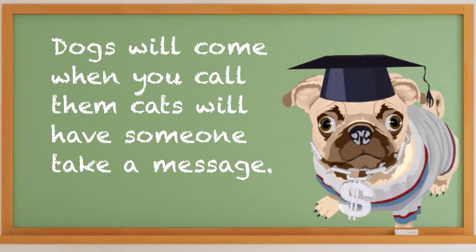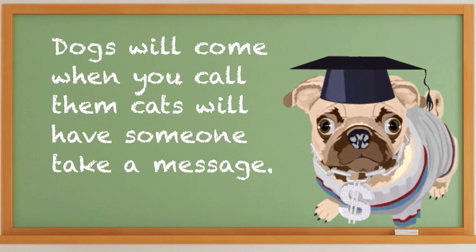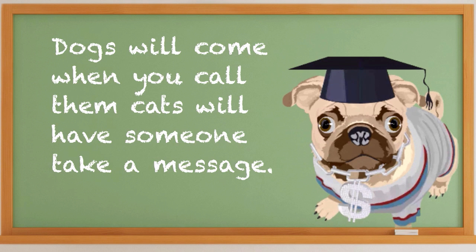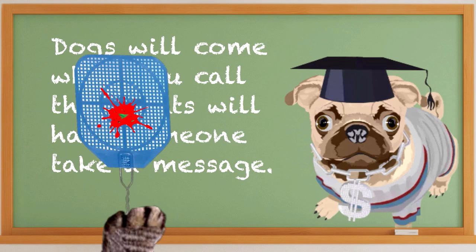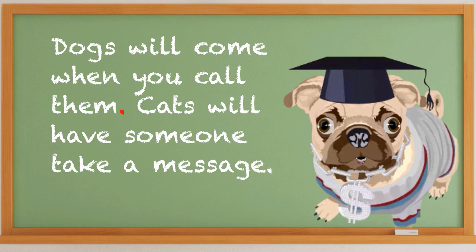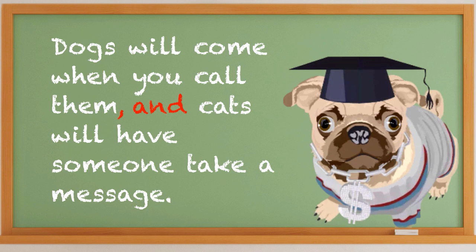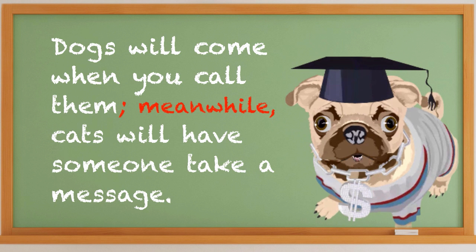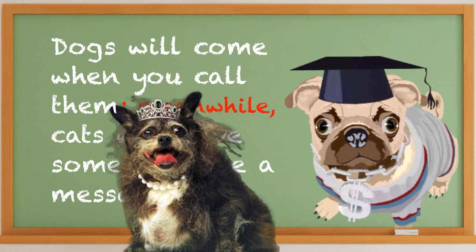What? Dogs will come when you call them. Cats will have someone take a message. No internal punctuation, you see. Two complete sentences fused together. At the very least, use a period or a semicolon. Or use a coordinating conjunction with a comma. Ooh. Or if you want to be really fancy, use a conjunctive adverb with a semicolon and a comma. My wife loves those.